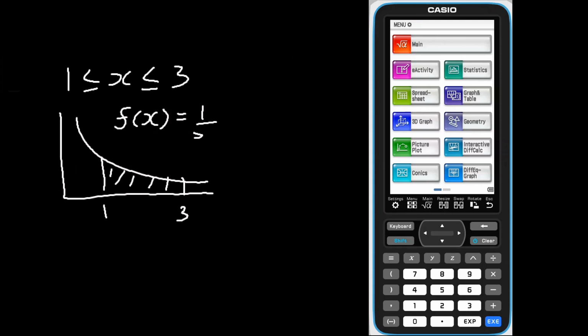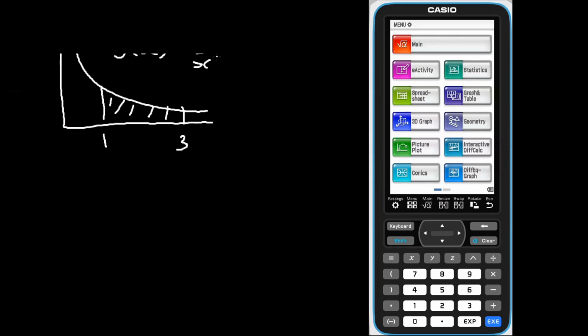is 1 over x. So really quickly, the easiest way to do this is to find the integral from 1 to 3, okay, of 1 divided by x dx. And once we do that, we just need to put that into the calculator, and we found the right answer.